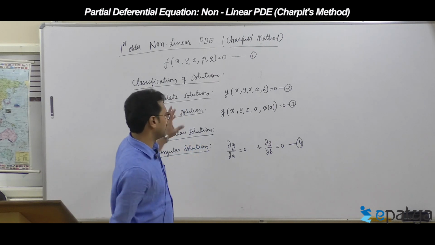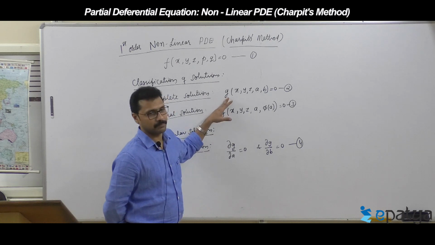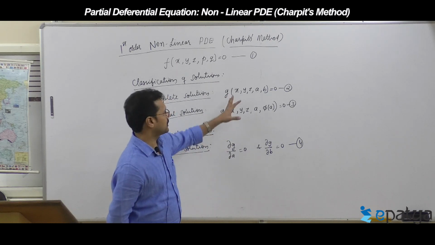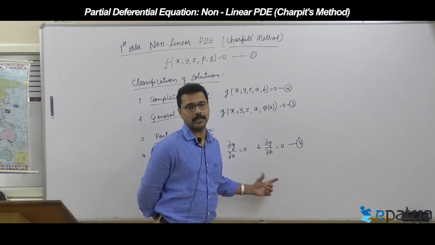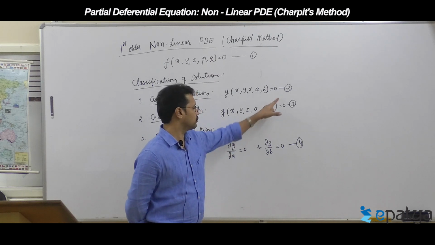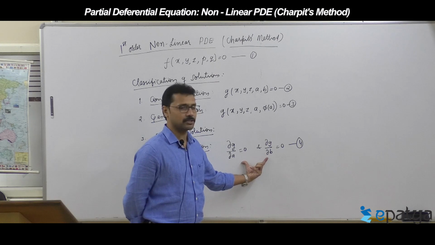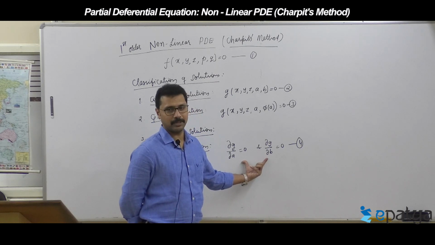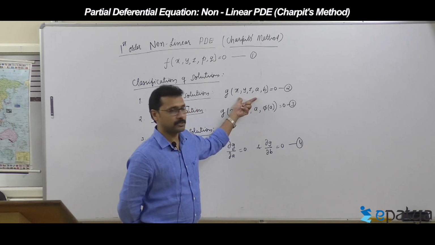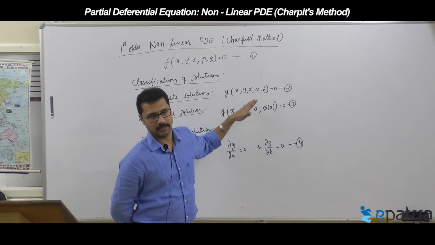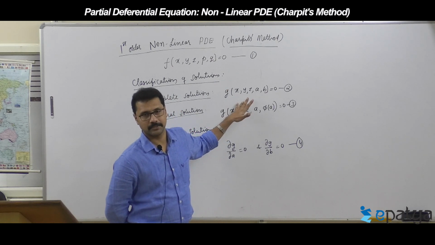So we just need to partially differentiate the complete solution with respect to a and partially differentiate with respect to b, and eliminate a comma b from 2, 3 and 4. From these two, actually, you can identify two equations, two unknowns. a, b you can identify, a, b you substitute here, you will get the singular solution. Right?